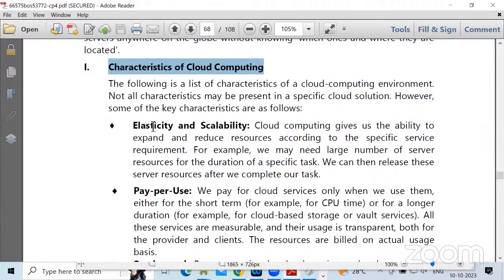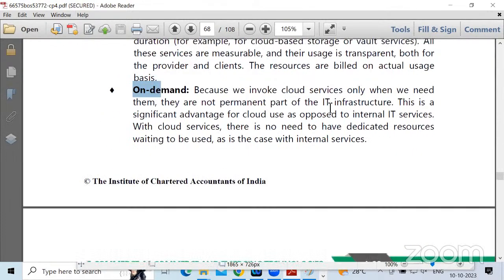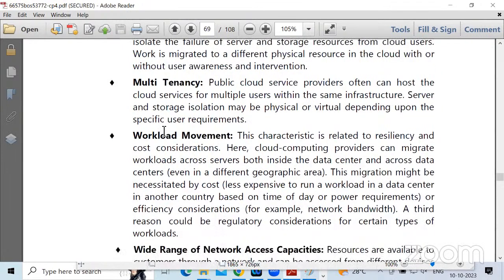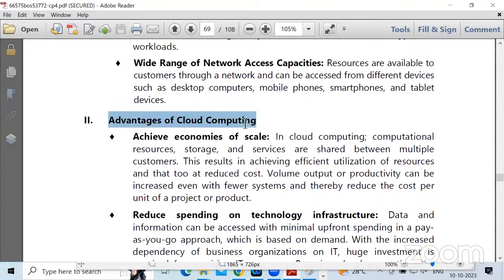So if somebody is asking you to tell about you, then you will talk about your personal characteristics. If we ask you about a car, then you will talk about the features of the car. Similarly, features of cloud computing are elasticity, scalability, pay-per-use basis, on demand, resiliency, multi-tenancy, workload movement over a wide range. Whereas advantages is a little different.